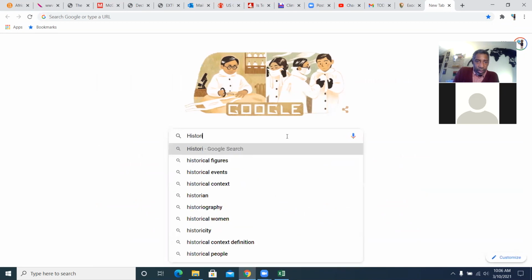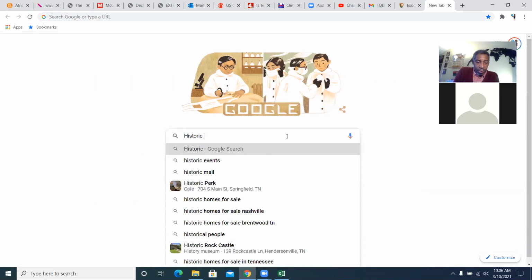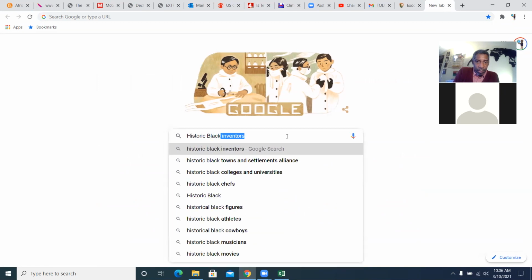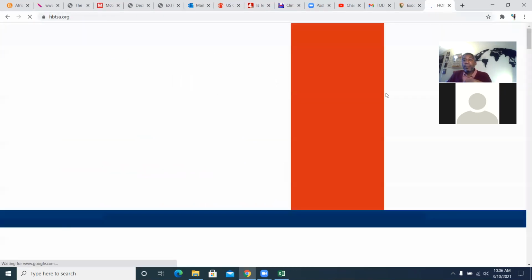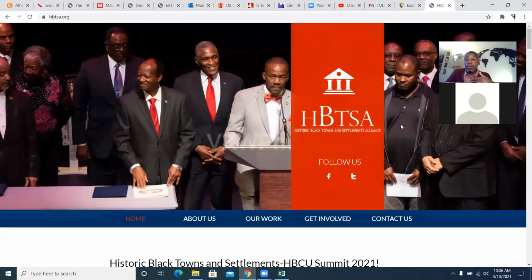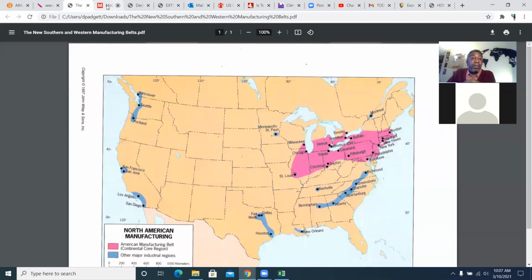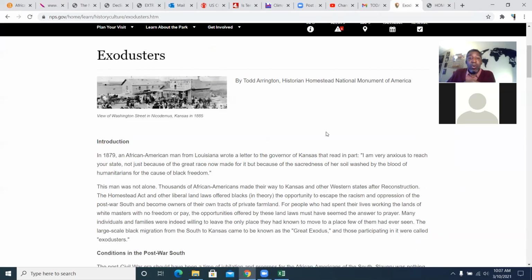There's an organization called the Historic Black Towns and Settlements Alliance. This organization is made up of people who represent cities that were founded by African Americans, a lot of them in the West, in Kansas, California, Louisiana, Texas. There's a rich history of African Americans going west in this exodus, this migration.